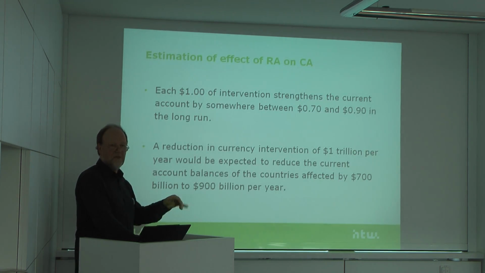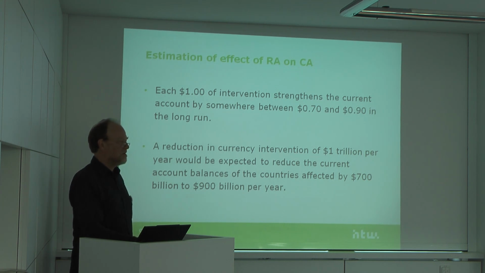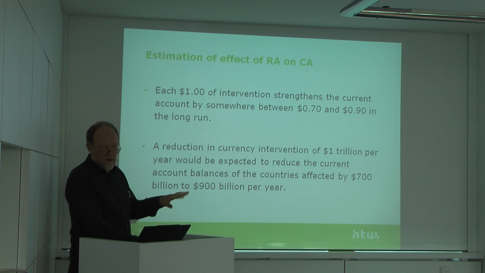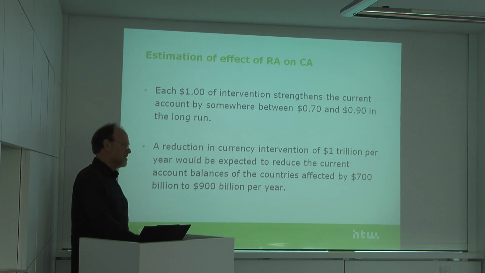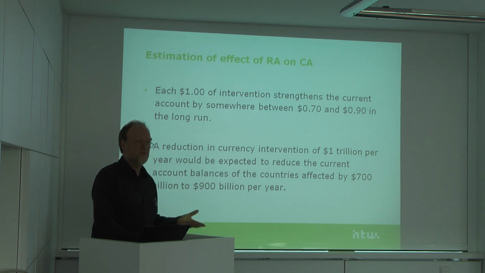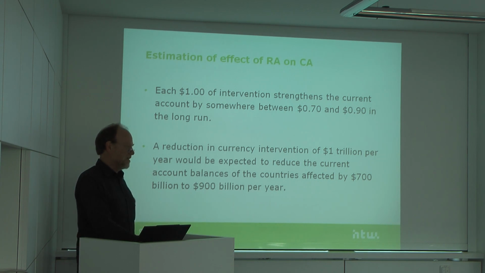So indeed, different empirical studies have been done, especially by the Peterson Institute of International Economics, and they all try to show that an intervention of $1 has an immediate effect on current account imbalances between 70 cents and 90 cents. So there is a direct connection. And if we were able to reduce the reserve accumulation, that would be an important, perhaps the most important part in order to overcome the global imbalances story.